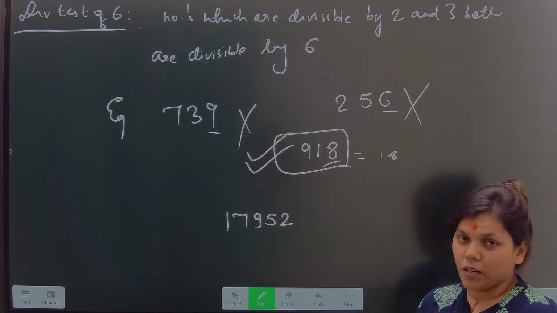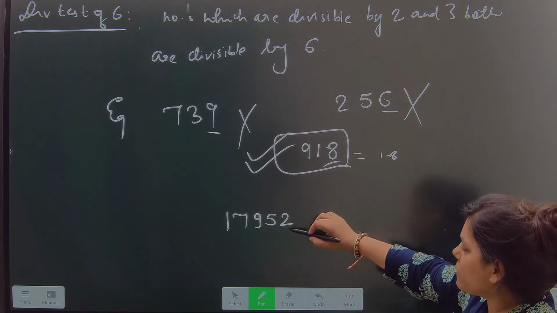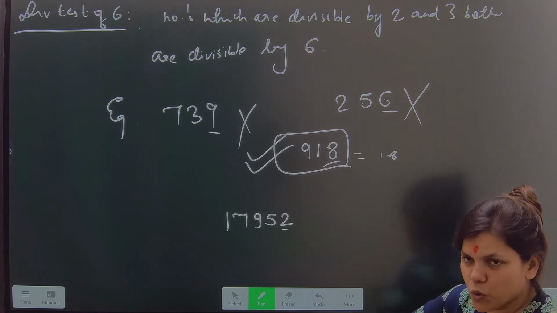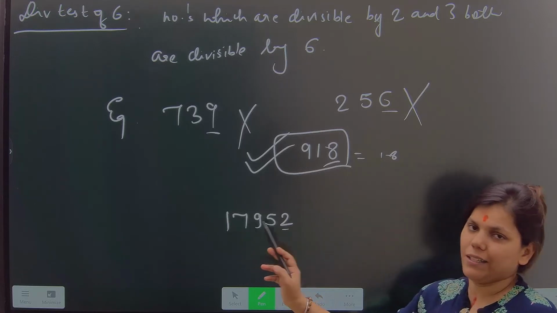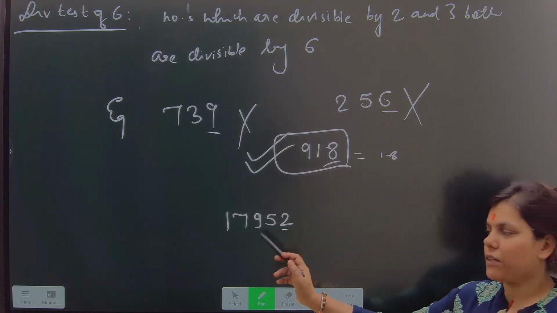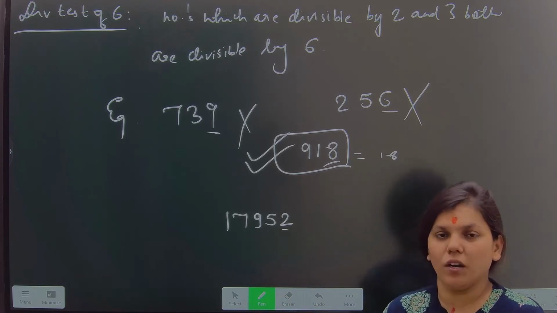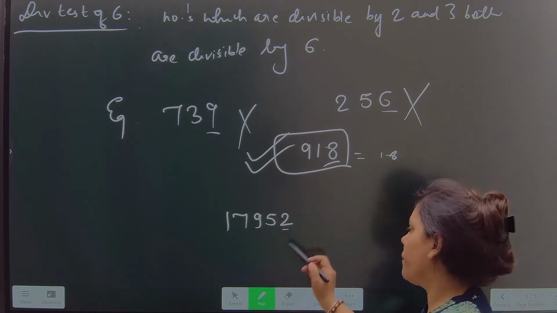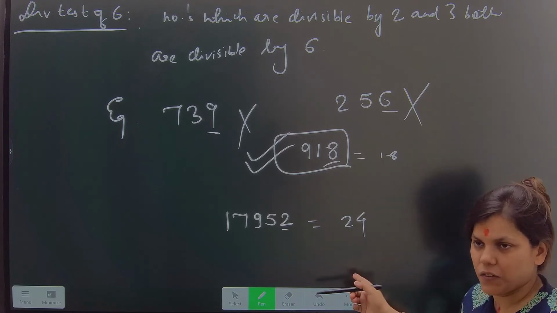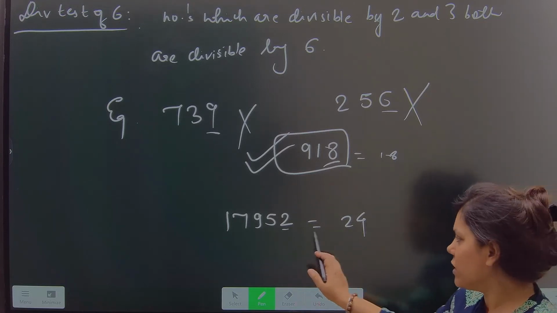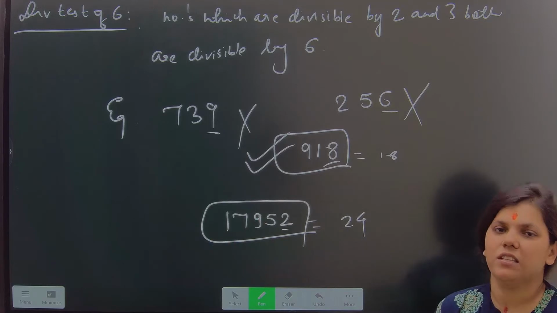17952. Now, this is divisible by 2 because the last digit is 2. Let us check whether it is divisible by 3. So 1 plus 7 is 8, 8 plus 9 is 17, 17 plus 5 is 22, and 22 plus 2 is 24. So the sum is 24, hence this is divisible by 3 as well. So this number is divisible by 6.